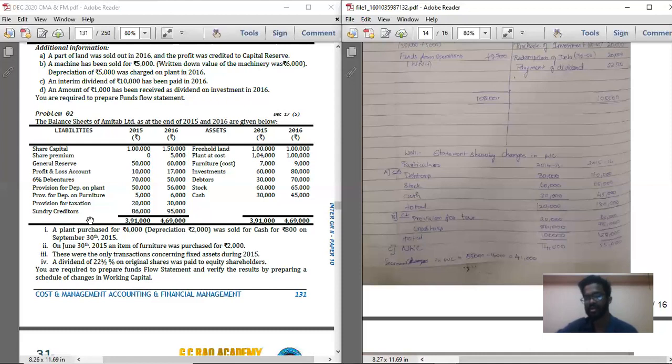For 14-15, how much is the total? 20,000 plus 86,000. You are getting 1,06,000. Total it: 1,06,000. And for current liabilities 2015-16 also, total it: 30,000 plus 95,000. You are getting 1,25,000. So record the total for 2015-16 current liabilities as 1,25,000.